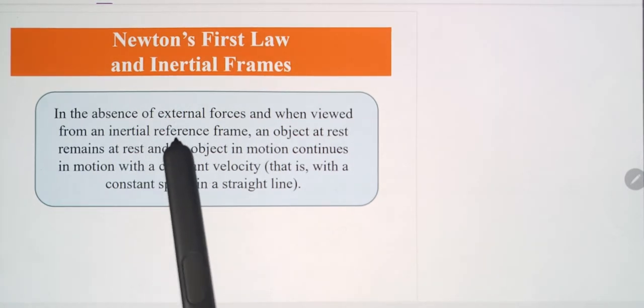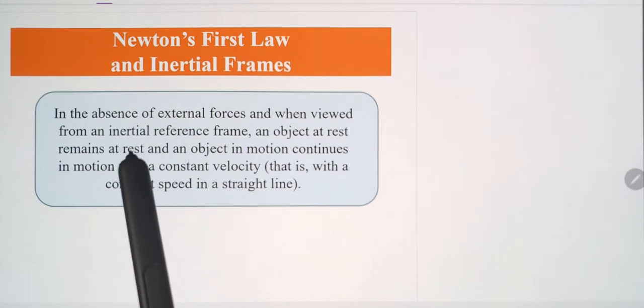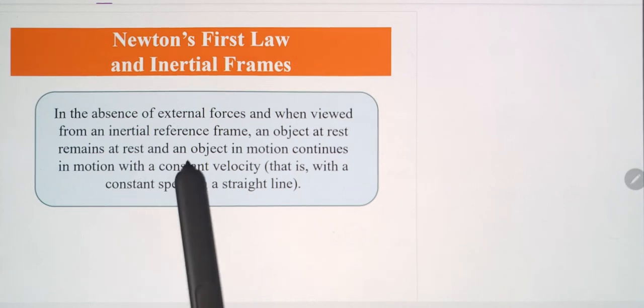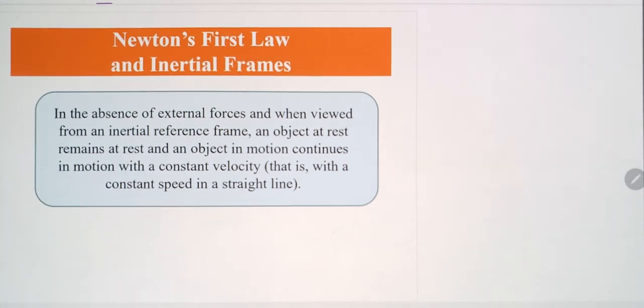To be effective you need to have an inertial reference frame or inertial frame of reference. Then if your frame of reference has 0 acceleration, then the object in that frame of reference, if it is stationary, it will stay stationary forever. If it is moving, it will stay moving in a constant velocity forever in that frame of reference.